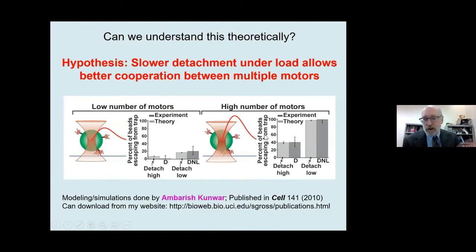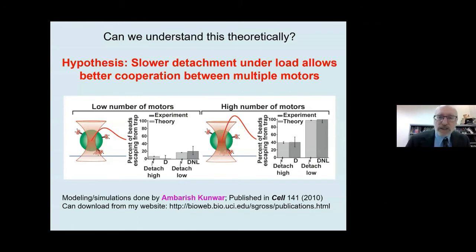And theory and experiment agree. If you put in low detachment kinetics under load due to the presence of NudE and Lis1, then you can observe this significantly improved ability to escape from the trap. And that's kind of what you just saw in the previous experiment. This was published in Cell, and you're welcome to look at it. And of course, if you have questions, you can ask Ambarish.